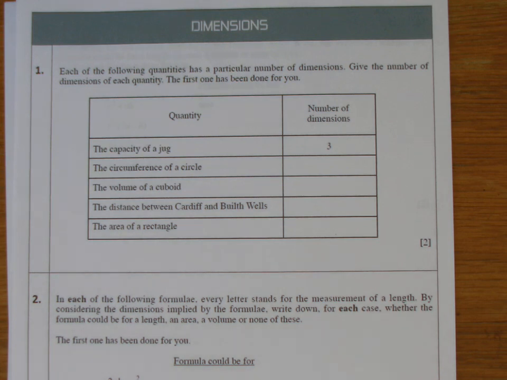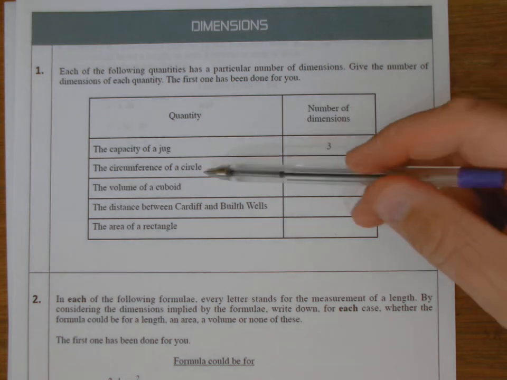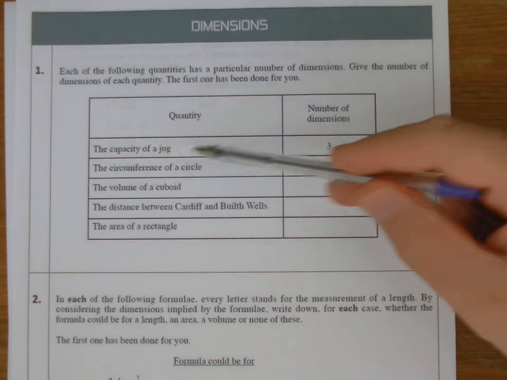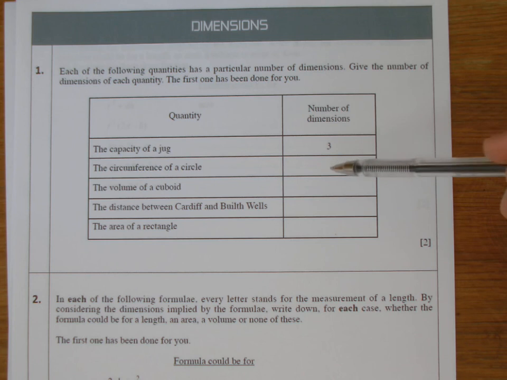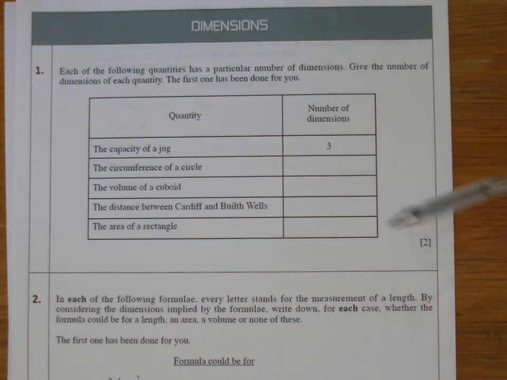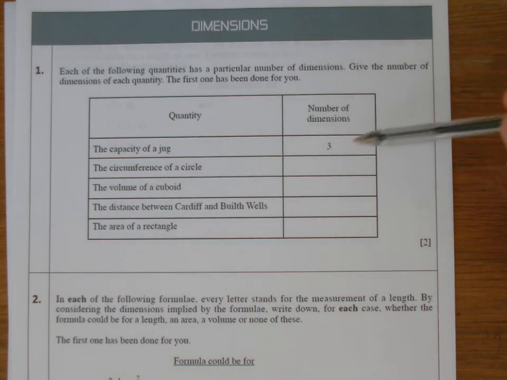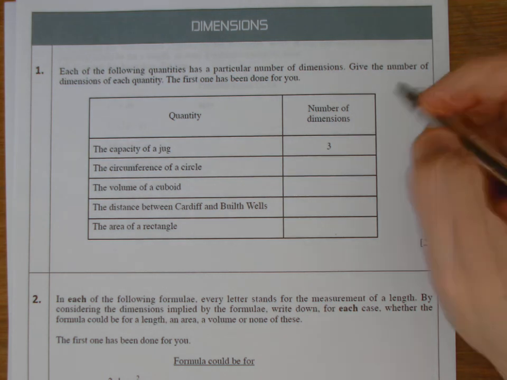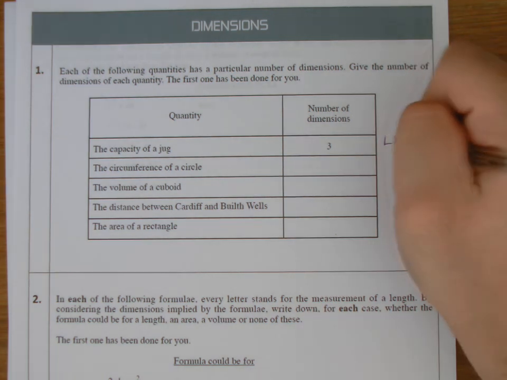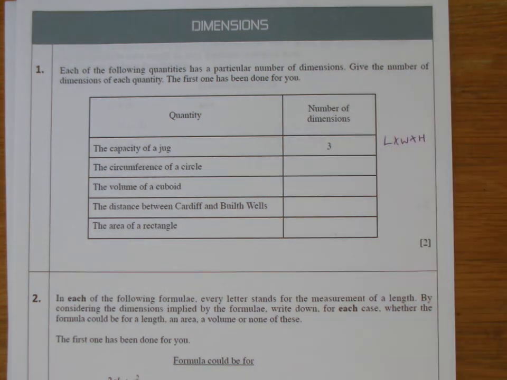Right, dimensions. Here, we're just asked to figure out the dimensions for each of these different properties. Capacity of a jug, basically how much you can fill in the jug. So the volume, if you like, of a jug, how much water you can put in, the space in it. And of course, we've got three dimensions, because if you remember, with volume, we usually do length times width times height. We usually think of it that way.